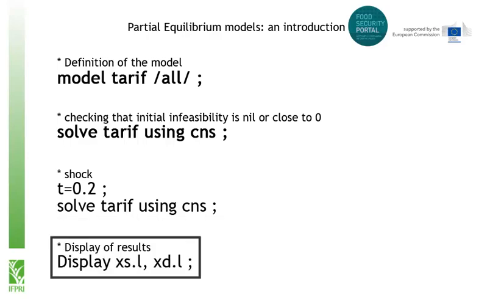And finally we have a display of results, which is simply display of excess point L. .L means that it is the current value of this variable. Of course, you can ask GAMS to calculate some parameters like the rate of increase in one variable, but you have, of course, to make an explicit statement of that.